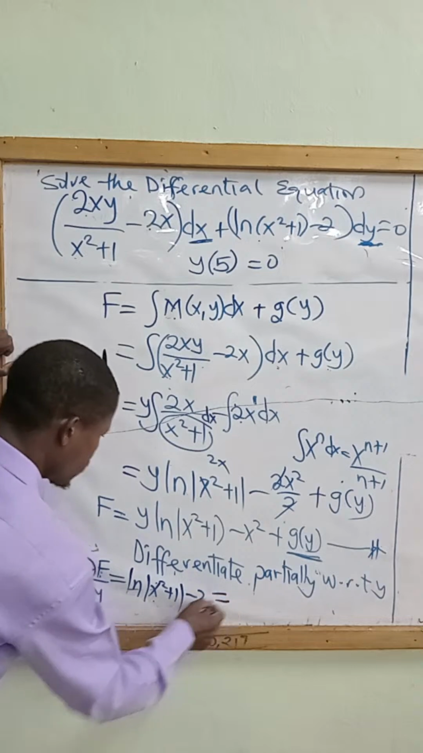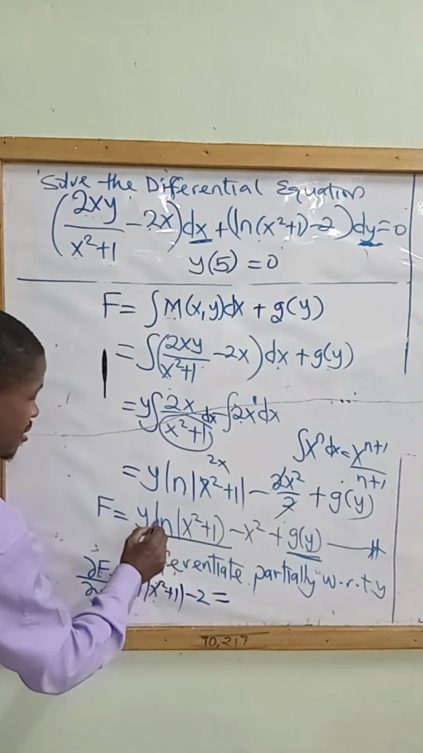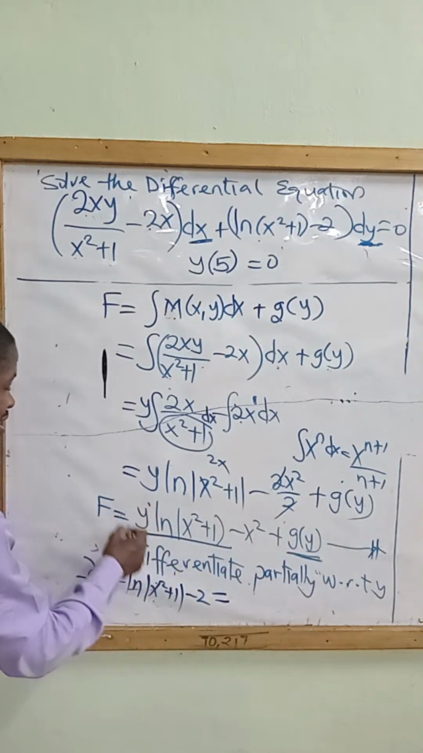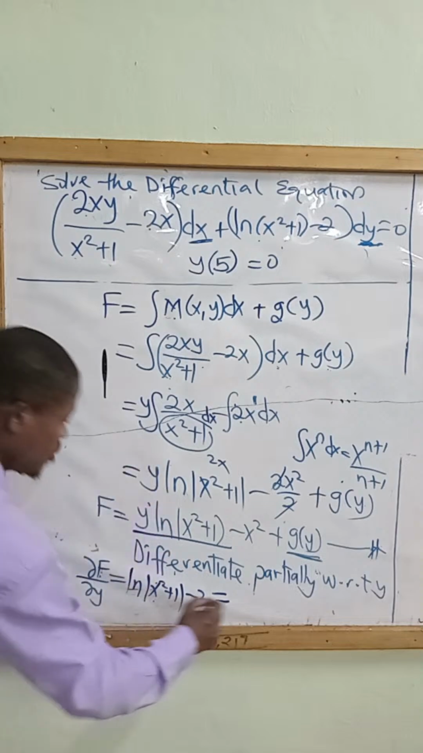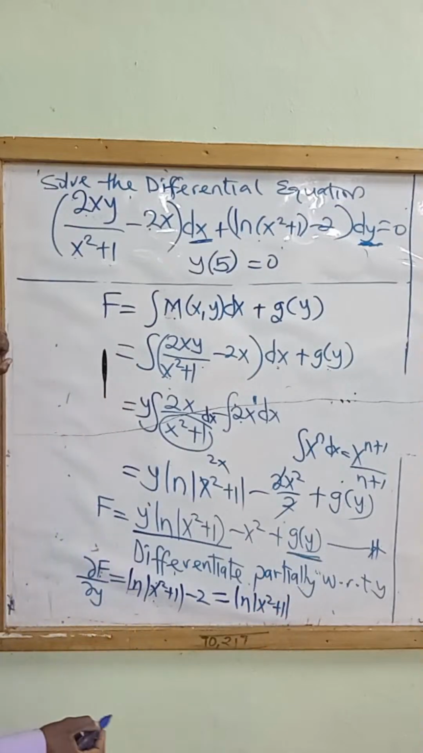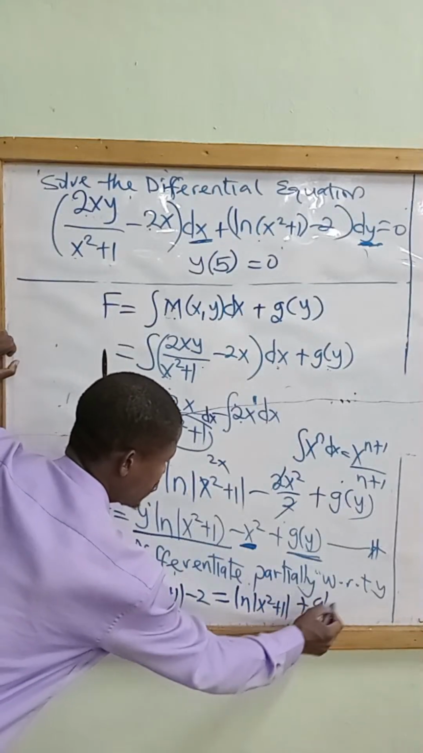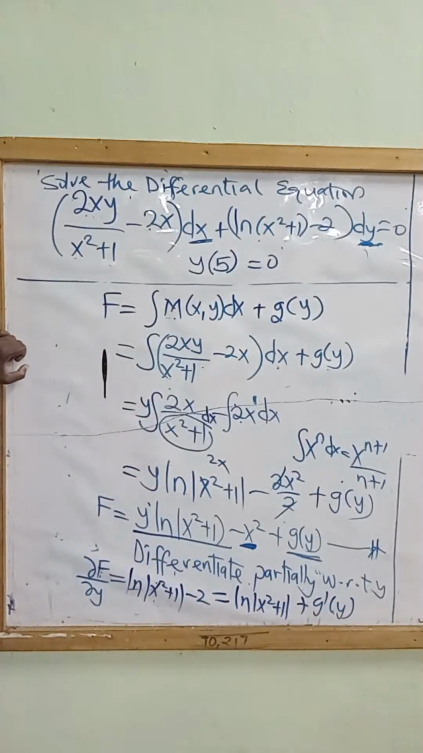Equal to, differentiate this one partially. You're keeping the natural logarithm as a constant, and you are differentiating the y only with respect to y. So that would be the natural logarithm of x squared plus 1. And then x squared is a constant, so you have g prime of y. At this point, something must cancel. This one and this one cancel each other.